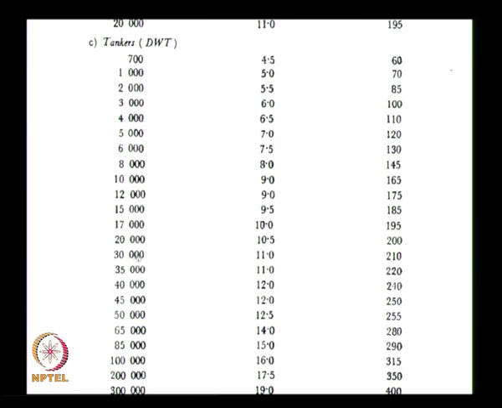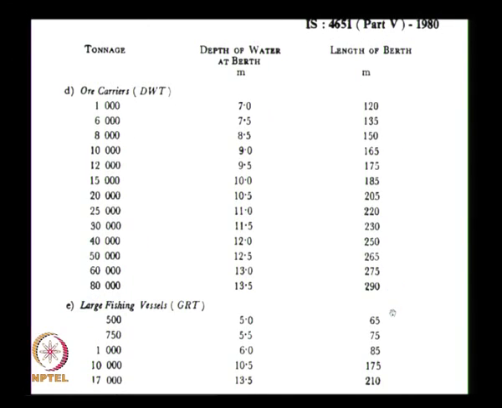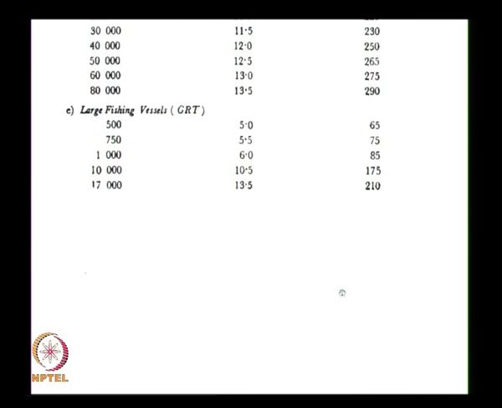For example, if you take a 30,000 DWT, the depth required is 11 meters, the depth is different from the draft. The draft is typically 9 to 9.5 meters, depth is 11 meters, the length required is about 210 meters. For a 300,000 DWT vessel, depth required is 19 meters and the length required is 14 meters. I have earlier shown in one of the lectures the size of the vessel, but now what I am giving is the water depth required and the length of the berth. For ore carriers of about 80,000 DWT, which is more economical nowadays, water depth required is 13.5 meters, length required is 290 meters. This is only the guideline.